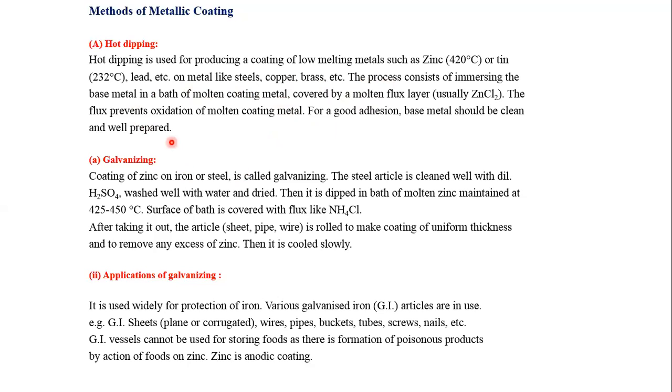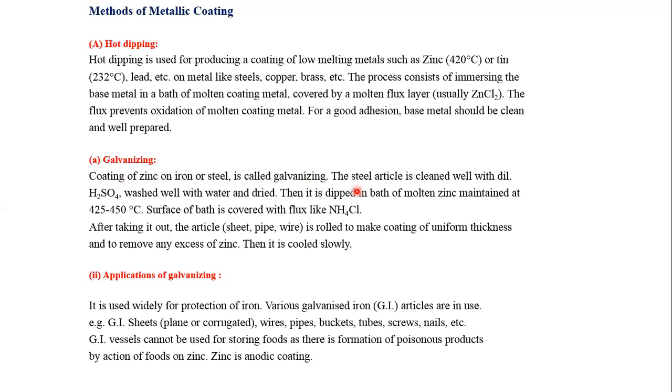In hot dipping, there are two methods we can carry out. The first is galvanization and the second one is the tinning process. Let us see the galvanization process. Galvanization means coating of zinc on iron or steel.